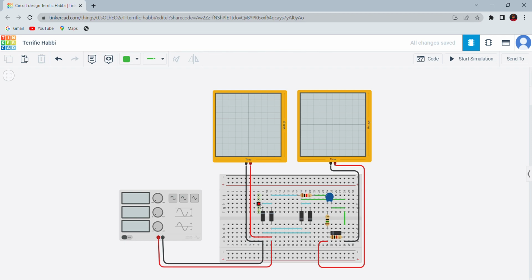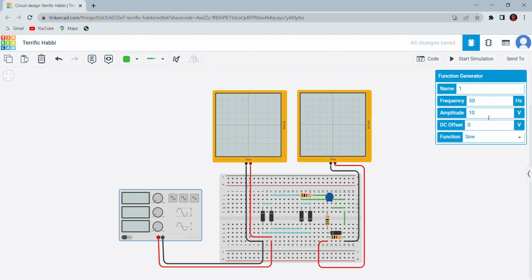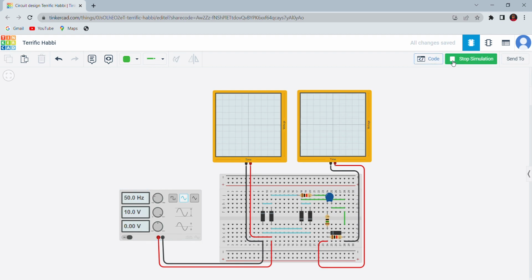Okay, so in this video, I will explain about our circuit using Tinkercad. So first thing first, we can see here that we use power supply as the source. We already set the power supply, which is 10 volt for the amplitude, 50 hertz for the frequency, and sine for the function type. So I will run the simulation first.